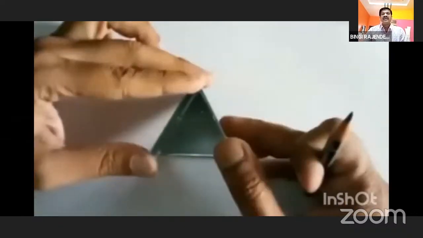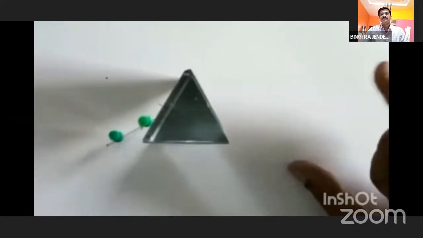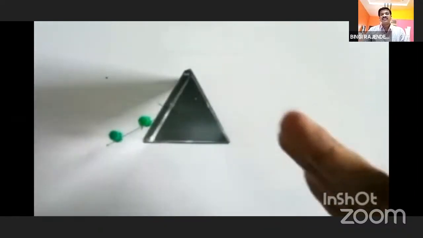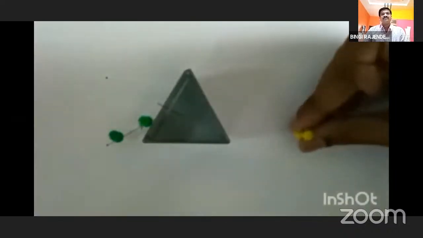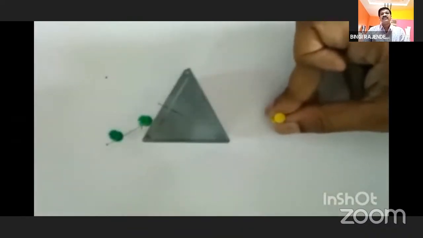Now we take a prism on that chart and draw the shape of the triangular base. We put the prism on the white chart and draw the outline of the prism, and we get the outline as a triangular shape. We put two pins at an angle of 30 degrees, measured with the protractor, and that is the incident ray line. With the two green pins, we are observing a line at 30 degrees.